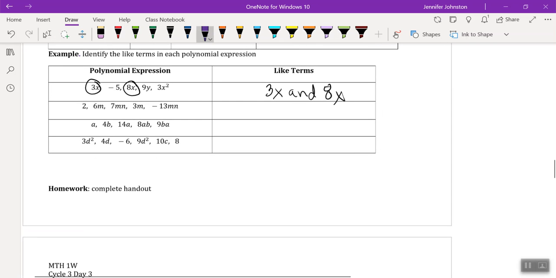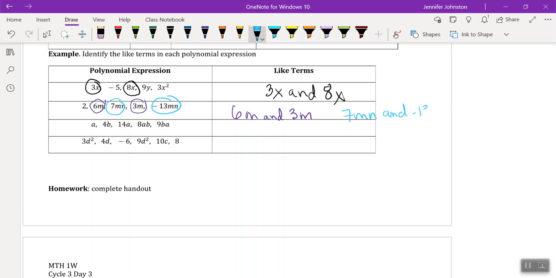Okay, let's go be detectives here. Which ones go together? This one has no m's, this one has 1 m, this one has 1 m and 1 n. Oh my gosh, these can go together: 6m and 3m. Does anything else go together? Yep, these two can go together. This one has a 7mn and the negative 13mn can go together. So again, it doesn't matter what the number is in front. It's all about the variable and the exponent on the variable.